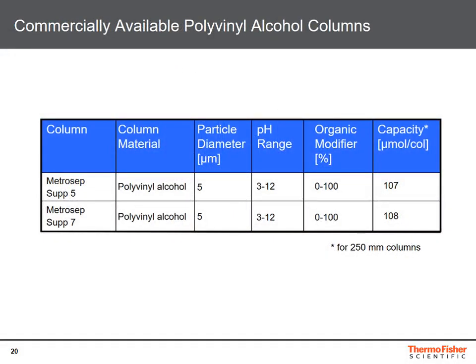This slide shows the only two commercially available polyvinyl alcohol columns on the market, the Metrosep A Supp 5 and Supp 7. Although these columns are 100% solvent compatible, the ion exchange capacity is relatively small and the pH range is not as large as with styrene-based materials.